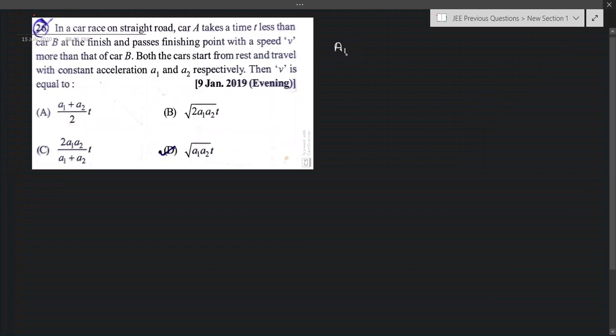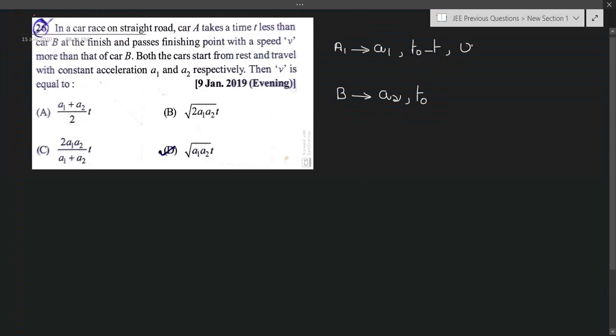Let's call them car A and car B. The acceleration of car A is a1, and the acceleration of car B is a2. In the problem they have clearly mentioned car A takes t time less than car B. Let's take the time taken by car B as t naught. So the time taken by car A is t naught minus t.